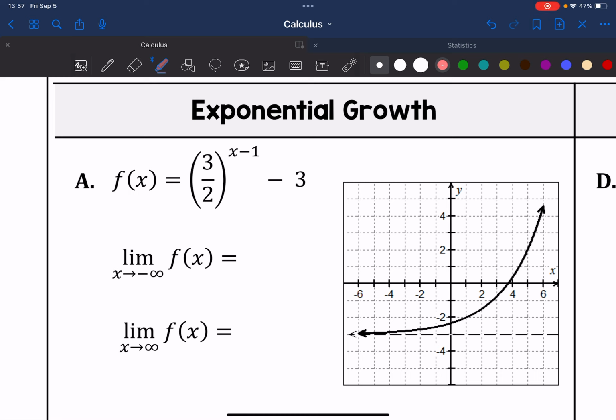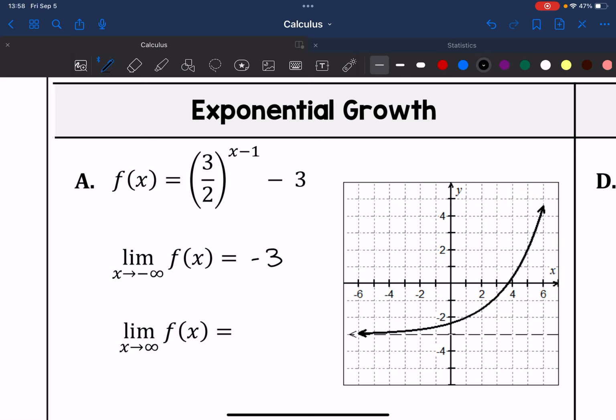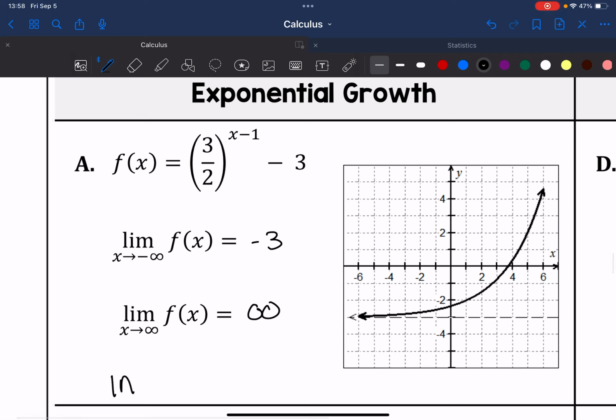It wants us to look at the limit as x approaches negative infinity. So that's this side here. As it's approaching negative infinity, notice that we have a horizontal asymptote there. So it's not going to be able to go past that, which means the limit is going to approach negative 3. On the other side, we have the limit as x is approaching positive infinity, so this right side here, and notice that there's an arrow pointing up, so we know that our limit is going to go towards positive infinity. So since we went from negative 3 to positive infinity, this tells us that the function is increasing.